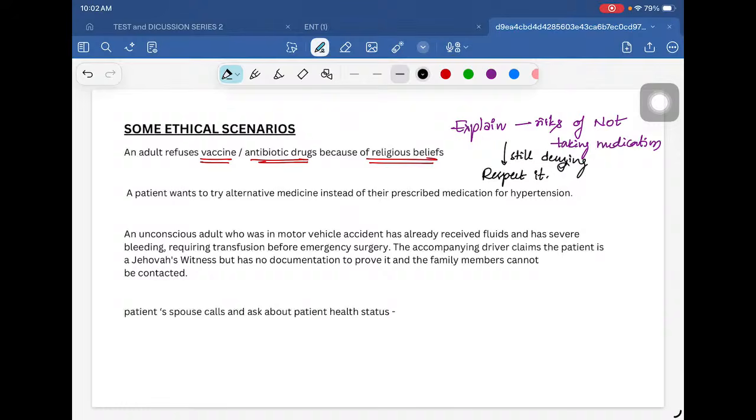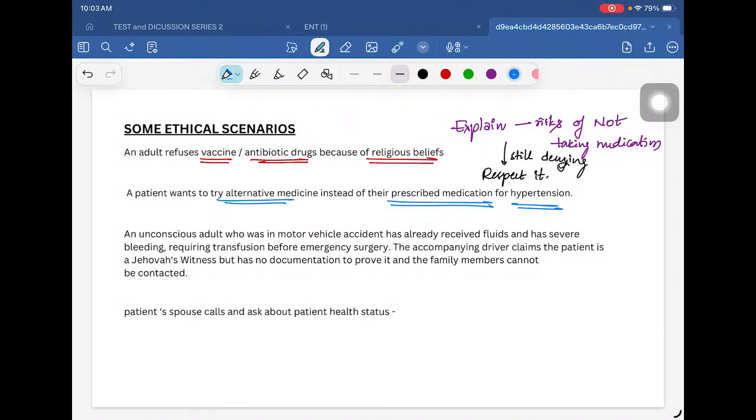A patient wants to try an alternative medication instead of the prescribed medication for hypertension. Then what would you do? Like they said, I've read in a particular journal that this is going to help for hypertension, I want to try this. Now what will you do?